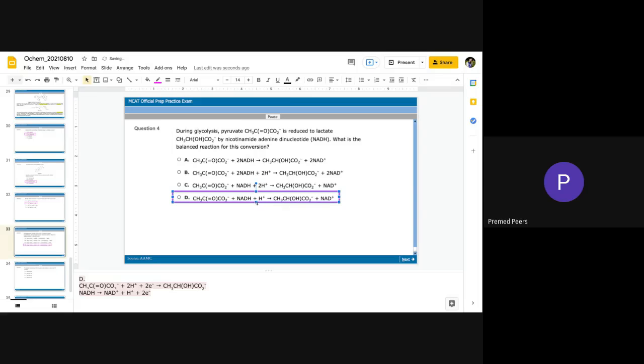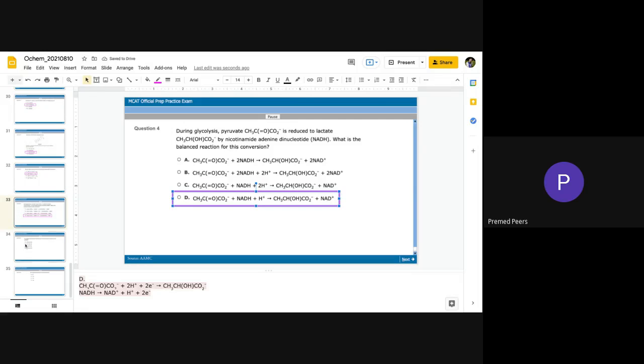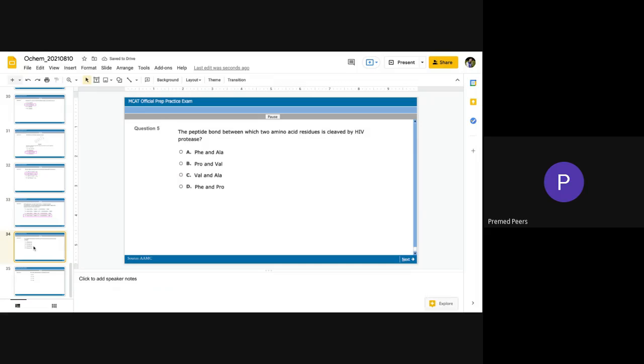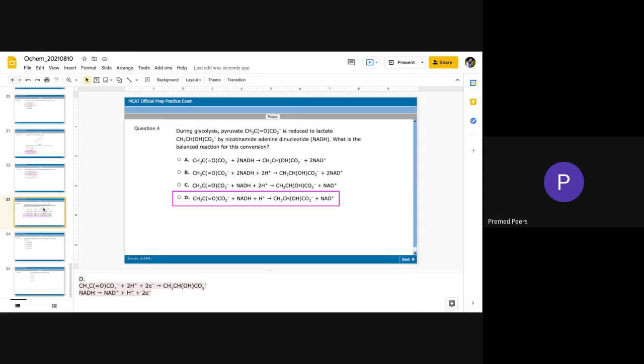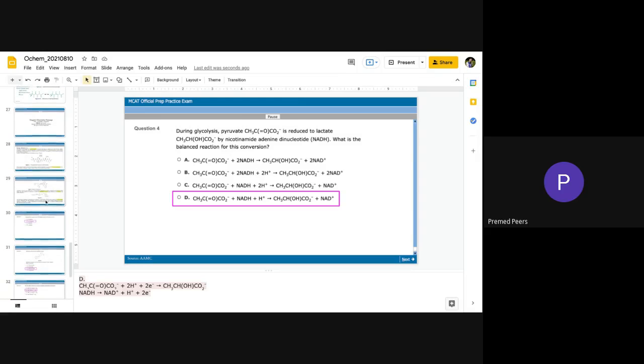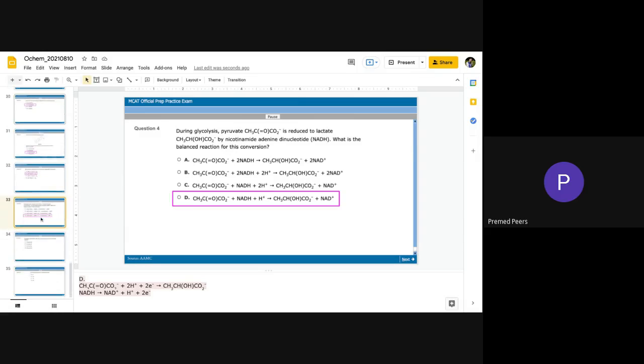Basically, you just have to balance the equation, and that's all you have to do for this. And again, this is an individual discrete question. It does not require any of the knowledge from the article. So hopefully you can identify this.